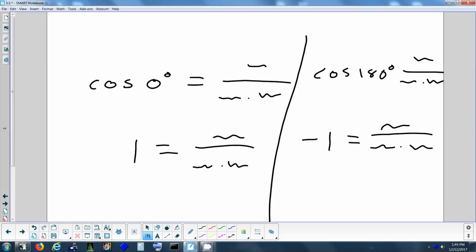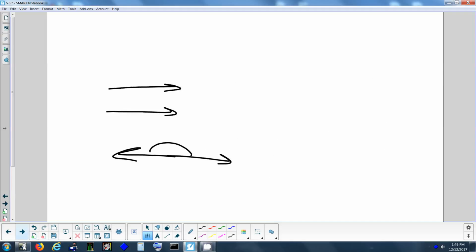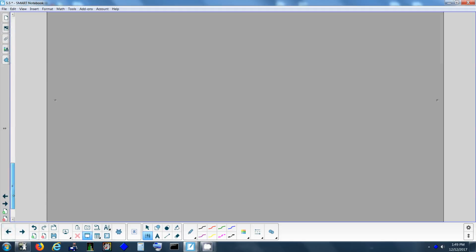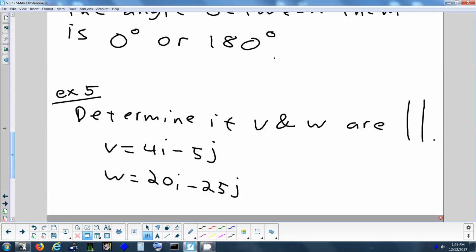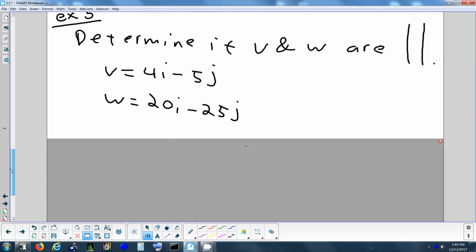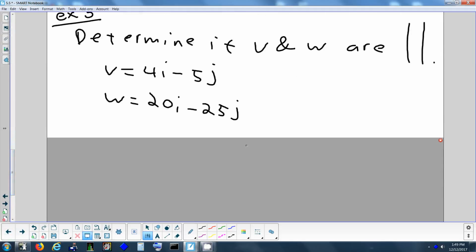Okay, so let's look at our last one. Determine if those vectors are parallel. I'm gonna go with yes. You think so? I think so, because if you multiply b by 5, you get w. So I'm gonna go with yes. All right, let's see what happens.